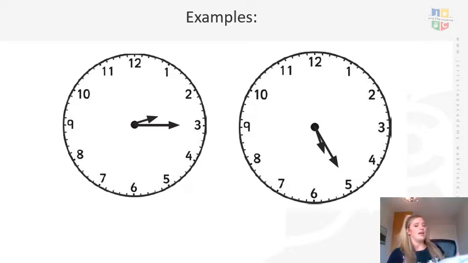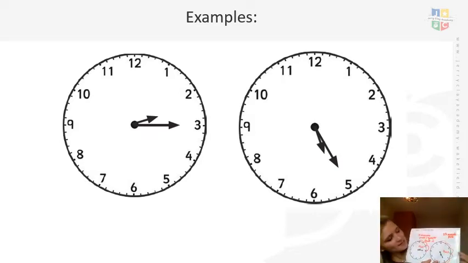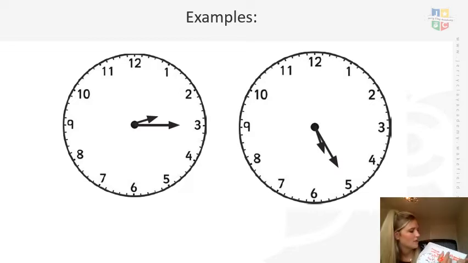As my minute hand is on the past side, I know that I need to see what hour my hour hand has passed. So now looking, you can use a ruler or your finger. What hour has it passed? It has passed the 5. So my second question is 25 minutes past 5.